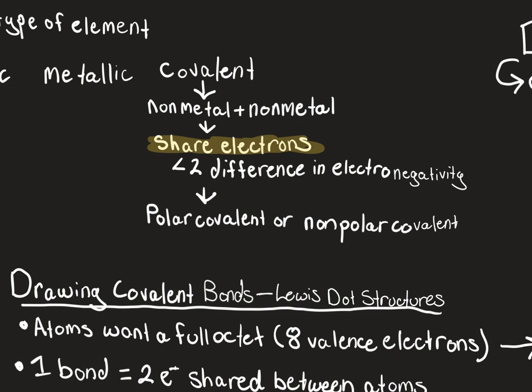And then we can have polar covalent and non-polar covalent. We're going to go over this later and be more specific about it. But in a polar covalent bond, the electrons are shared unevenly. And in a non-polar covalent bond, the electrons are shared evenly. And we look at difference in electronegativity to determine whether a covalent bond is polar or non-polar.